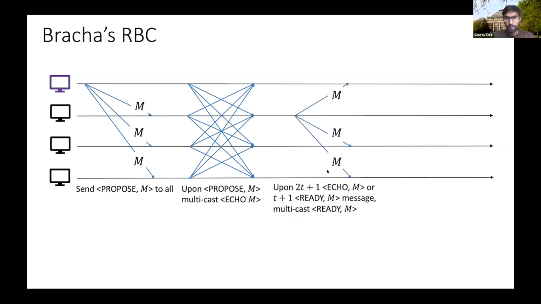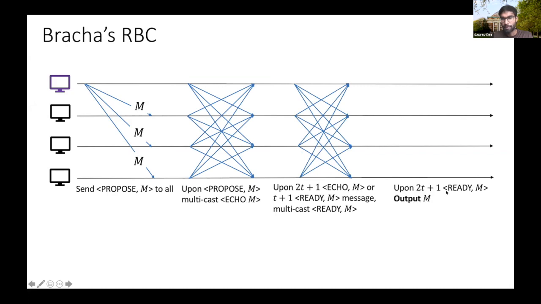After the echo phase, once an honest node receives 2t plus 1 echo for the same message, it sends a ready message to everybody. Or the node can send a ready message if it receives t plus 1 ready messages. And upon receiving 2t plus 1 ready messages, everybody outputs the message. So this is the classic Bracha primitive. It has 4 communication rounds, and it's very simple.